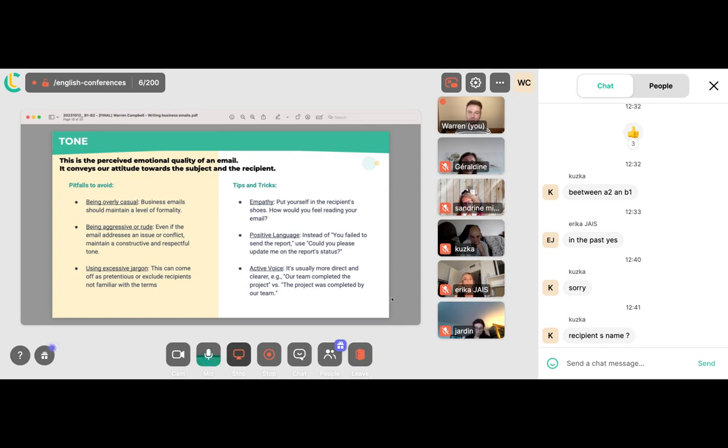Now, things you should do: empathy, of course, put yourself in the recipient's shoes. How would you feel reading your email? Now, some great advice for this. Again, this comes from my journalist days when I had to write many reports. Read everything out loud, okay, before you send it. When you read out loud, it allows your brain to hear exactly how your email is going to sound, okay? It's great advice.